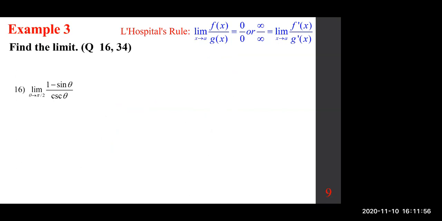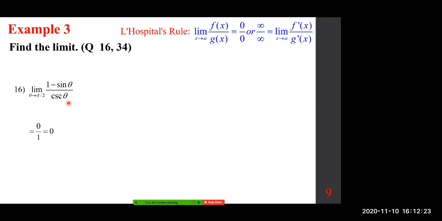Okay, theta is approaching pi/2. So when we plug in, we get 1 minus sine of pi/2 over cosecant pi/2. And by the way, cosecant is 1/sine. So it happened to become 0 over 1, and you're done.